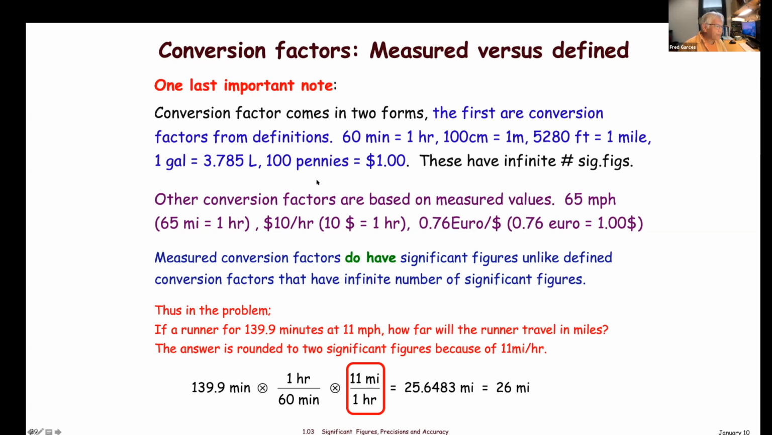Unlike 100 pennies equals $1, that's a defined conversion factor. You got to know the difference between a measured conversion factor and a defined conversion factor. 60 minutes to an hour, that's a defined conversion factor. 11 miles per hour, that's a measured conversion factor. You get paid $10.80 an hour, that's a measured conversion factor. Okay, so you got to be wary about that.